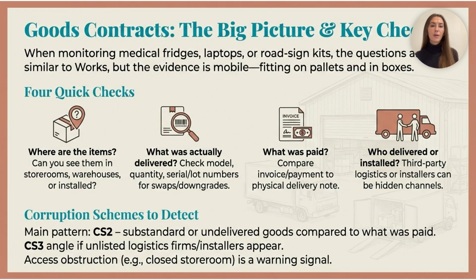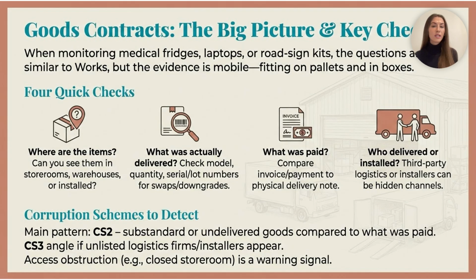First, let's take a look at the big picture for goods contracts. Imagine you're monitoring medical fridges, laptops, school furniture, or even road sign kits. The basic questions are very similar to works, but the evidence is clearly easier to move and hide because it fits in pallets or even in boxes. So for goods, we would like the tool to guide you through 4 quick checks. Firstly, where are the items? Can you actually see them, or are they in the storeroom, maybe in the warehouse, or already installed at the end user location? Or do you only have an invoice on paper?